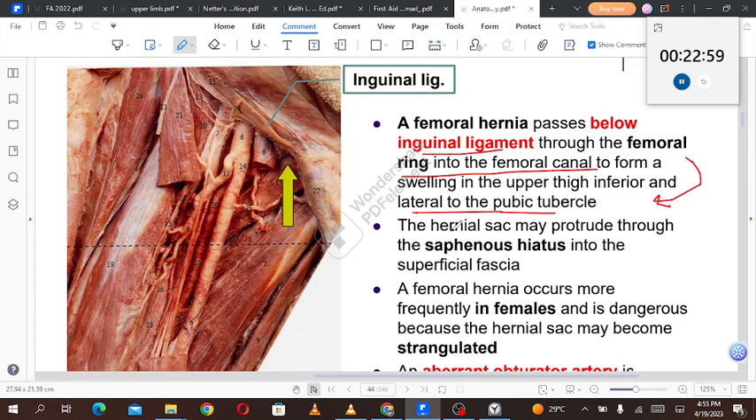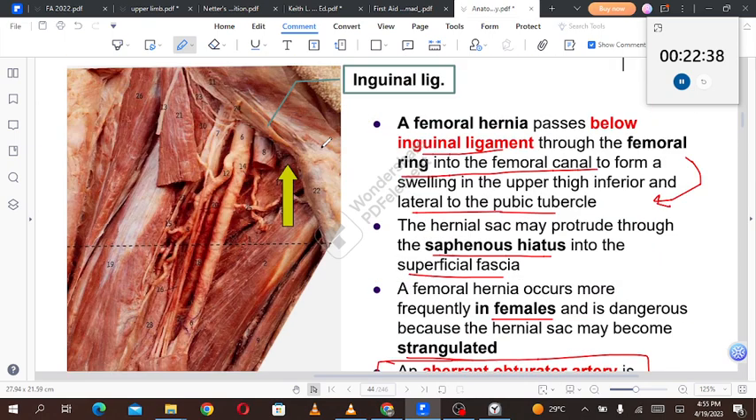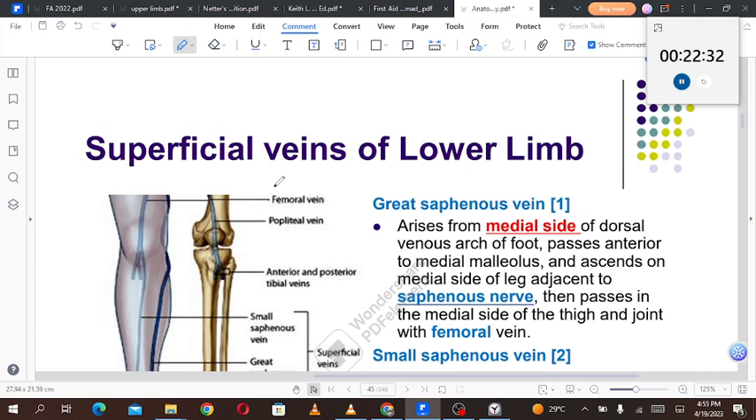The herniated sac may protrude through the saphenous hiatus into the superficial fascia. Femoral hernia occurs more frequently in females and is dangerous because the herniated sac may become strangulated, and an aberrant obturator artery is vulnerable during the surgical repair of this femoral hernia. And this one is the inguinal ligament.